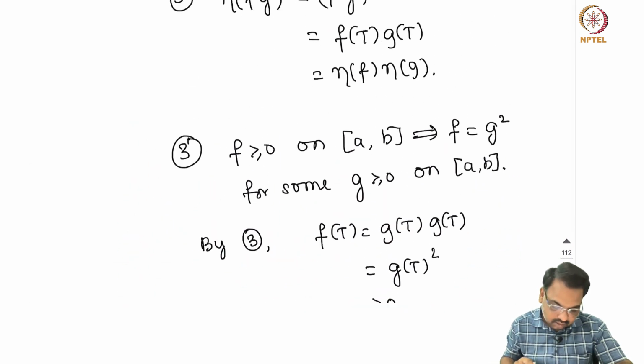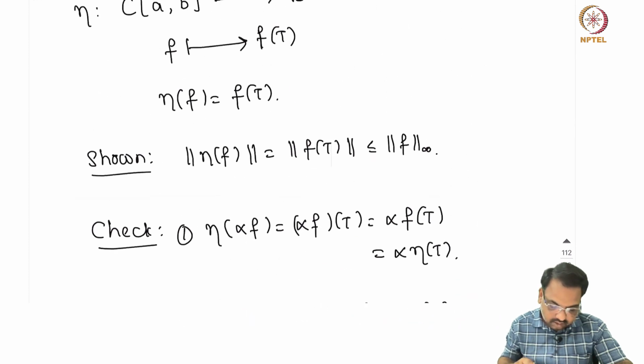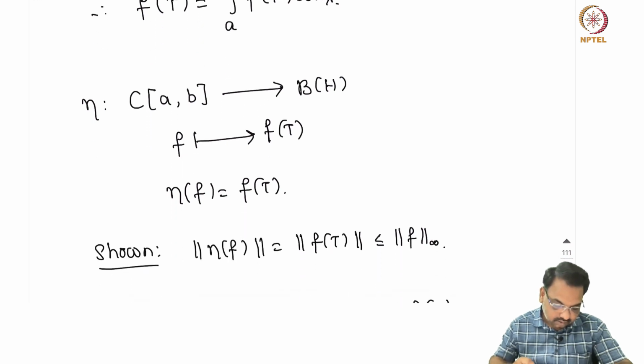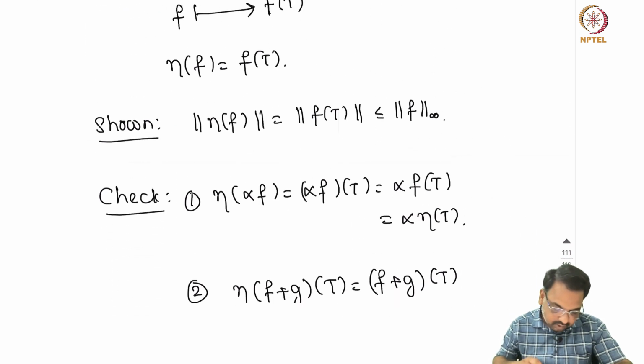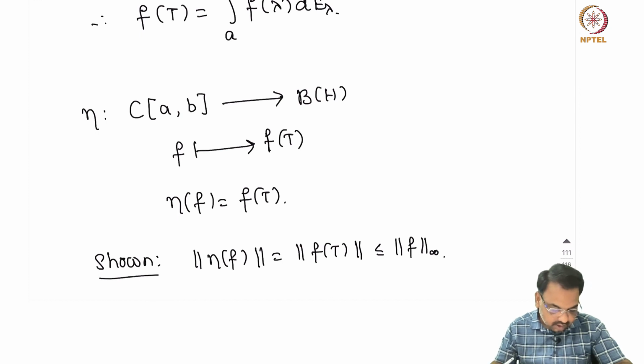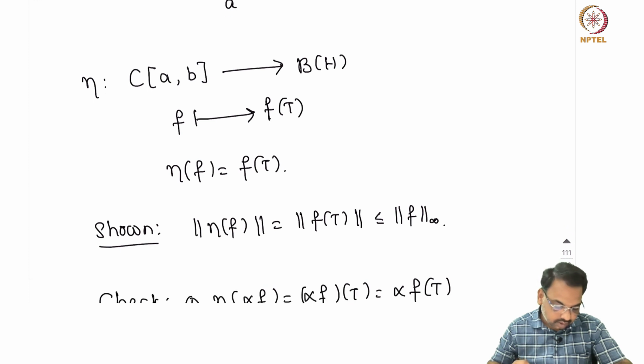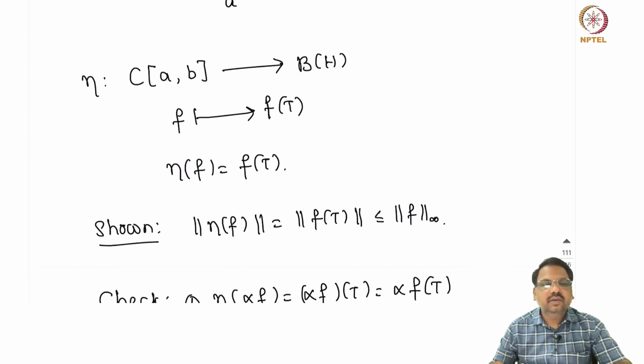Okay. So these are some of the important results related to self adjoint operators. Now one more question we can ask here is that this map eta from CAB to B of H, f going to f of t, is it an isometry? So here we have not shown that it is an isometry. We have shown that it is a bounded linear map. In fact, it is also multiplicative. Instead of looking at the closed interval AB, if you just look at the spectrum of t, we can actually conclude that this map is an isometry.